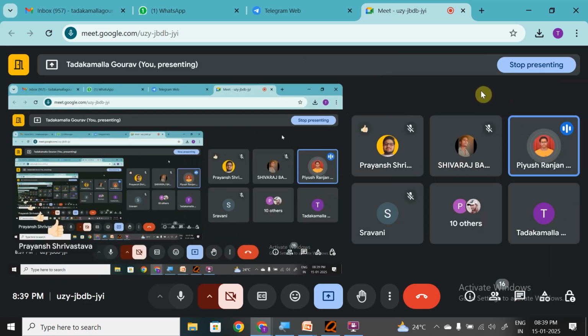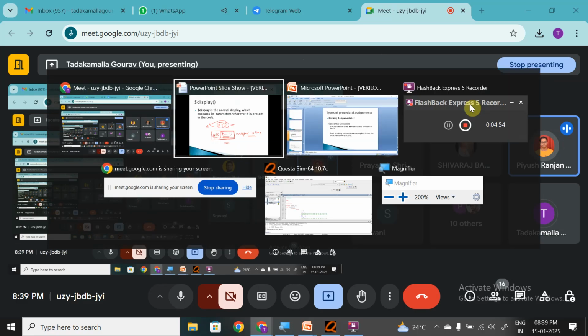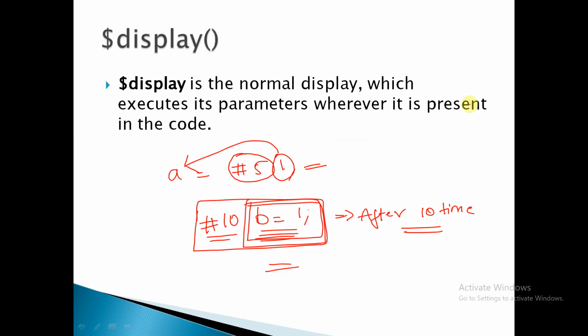Sir, one question here. Yes. In the first statement, if we have after hash 5 some expression, suppose any addition or some operations are happening, they will happen at zero time, and then after 5 time units the assignment will take place. Is that what will happen? Yes.